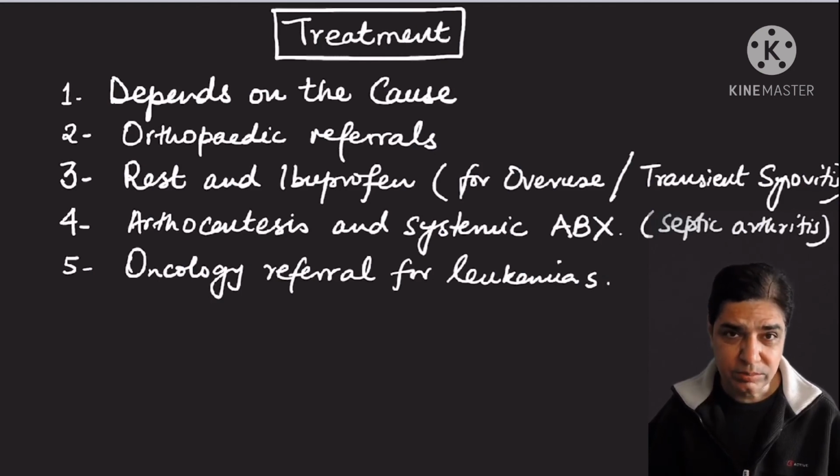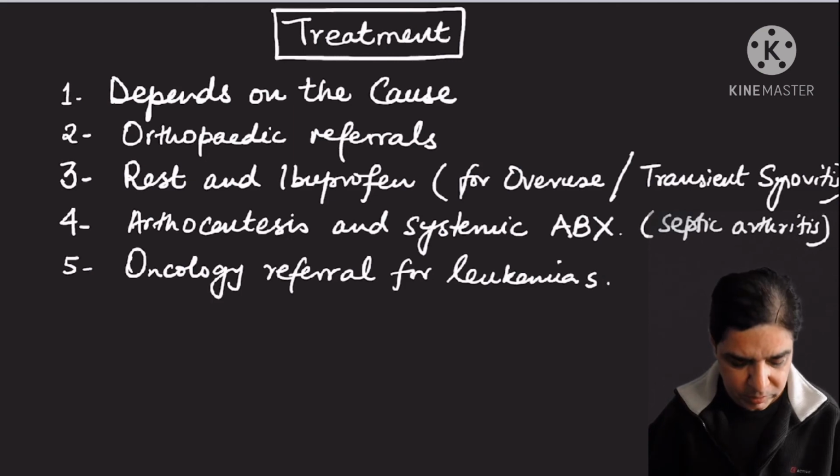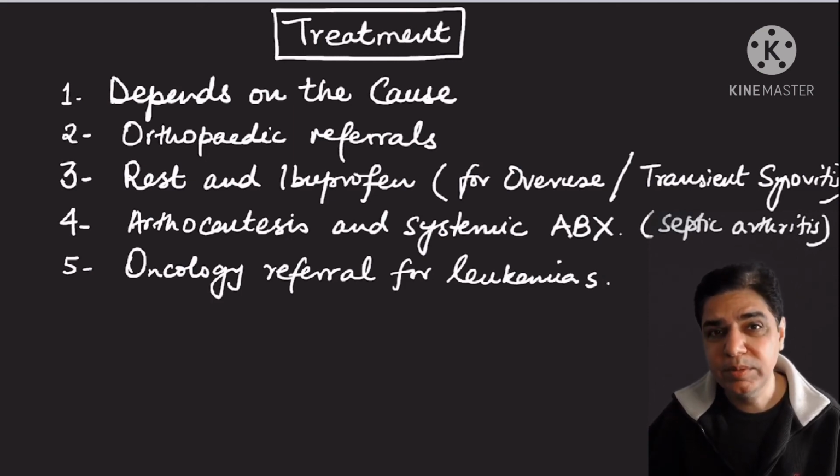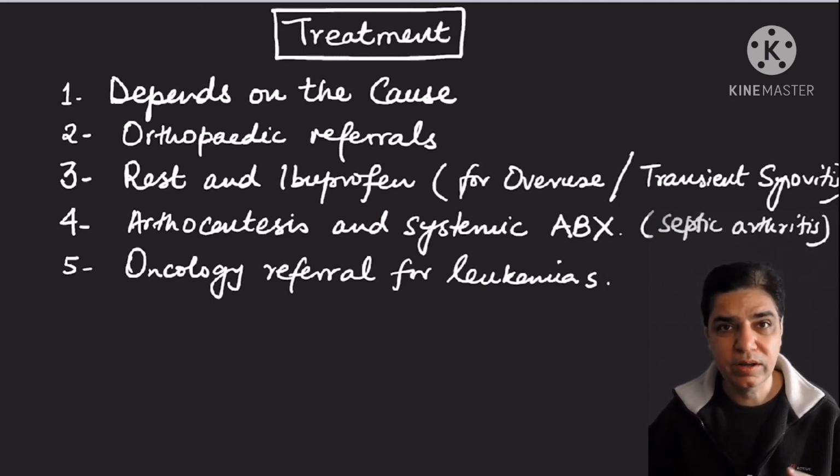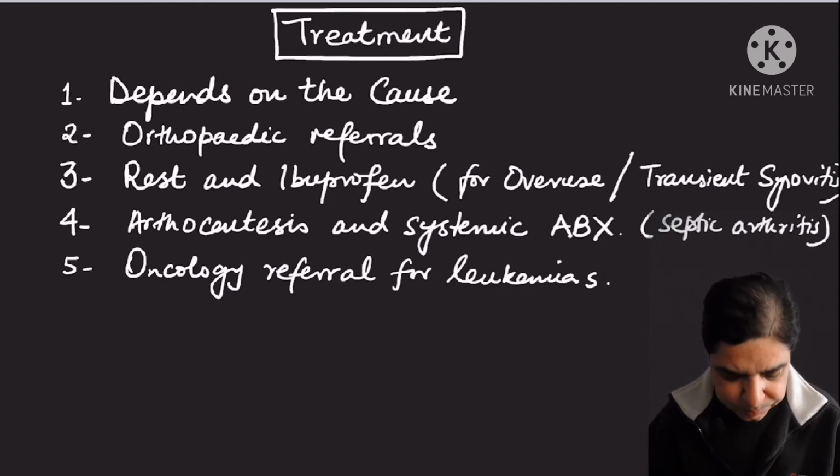Where there are some dangerous causes like septic arthritis, obviously you have to do arthrocentesis, take the joint fluid, and see what's going on. You have to give systemic antibiotics, which means intravenous broad spectrum antibiotics, depending on the cause or whatever organism is causing that. And where you suspect leukemia, where the white blood cell count is very high and platelet count is low, and it's pointing toward a hematological disorder, then you have to refer them to oncology for further management.